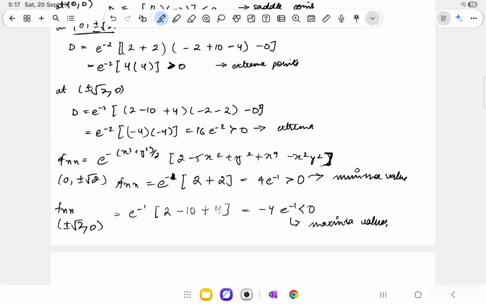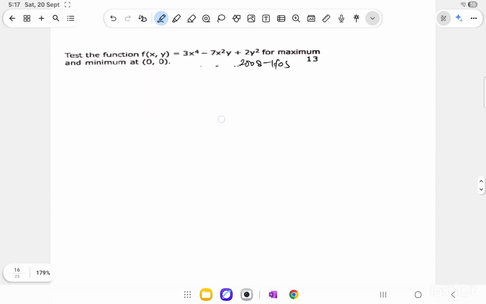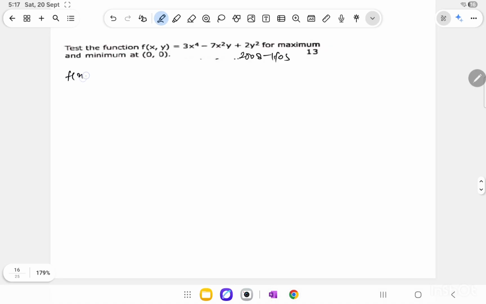So let's see another question. The next question is, they have given us a function f(x, y), that is 3x raised 4 minus 7x square y plus 2y square. So this is basically the function that they have given to us, and we are supposed to check the function f(x, y) for maxima and minima at 0, 0. So we are supposed to check whether it is a maxima point or a minima point.